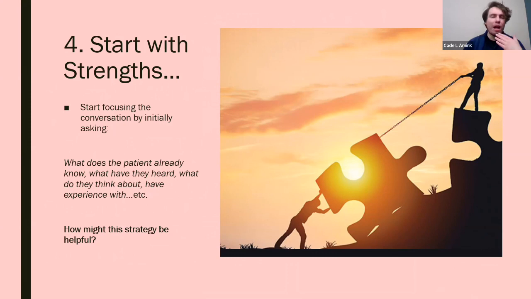What do you already know about how alcohol affects your body? When you think about quitting smoking, what have you considered trying? What have you already tried, or what do you already know about how people manage their anxiety? There are many ways we can start with strengths, ask these statements.